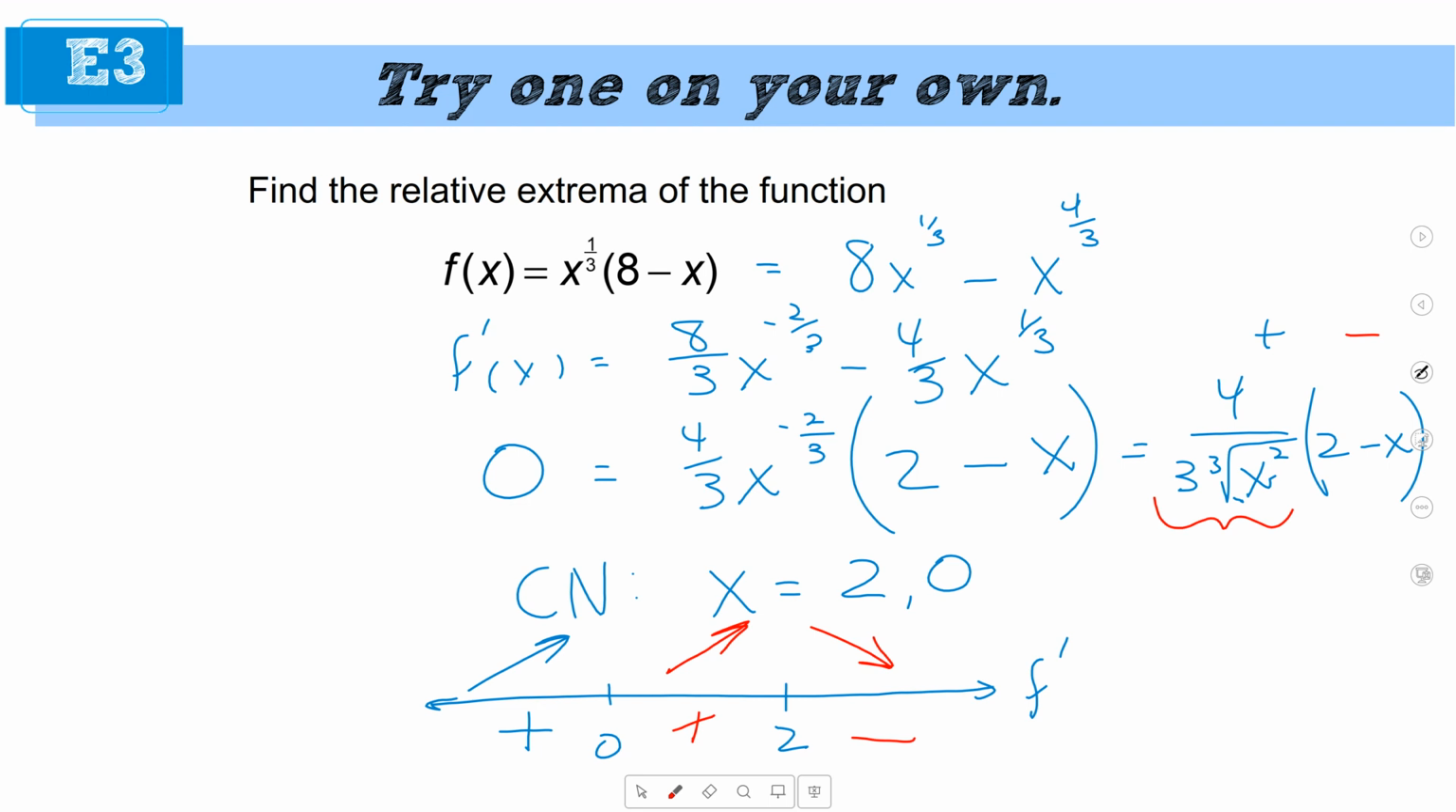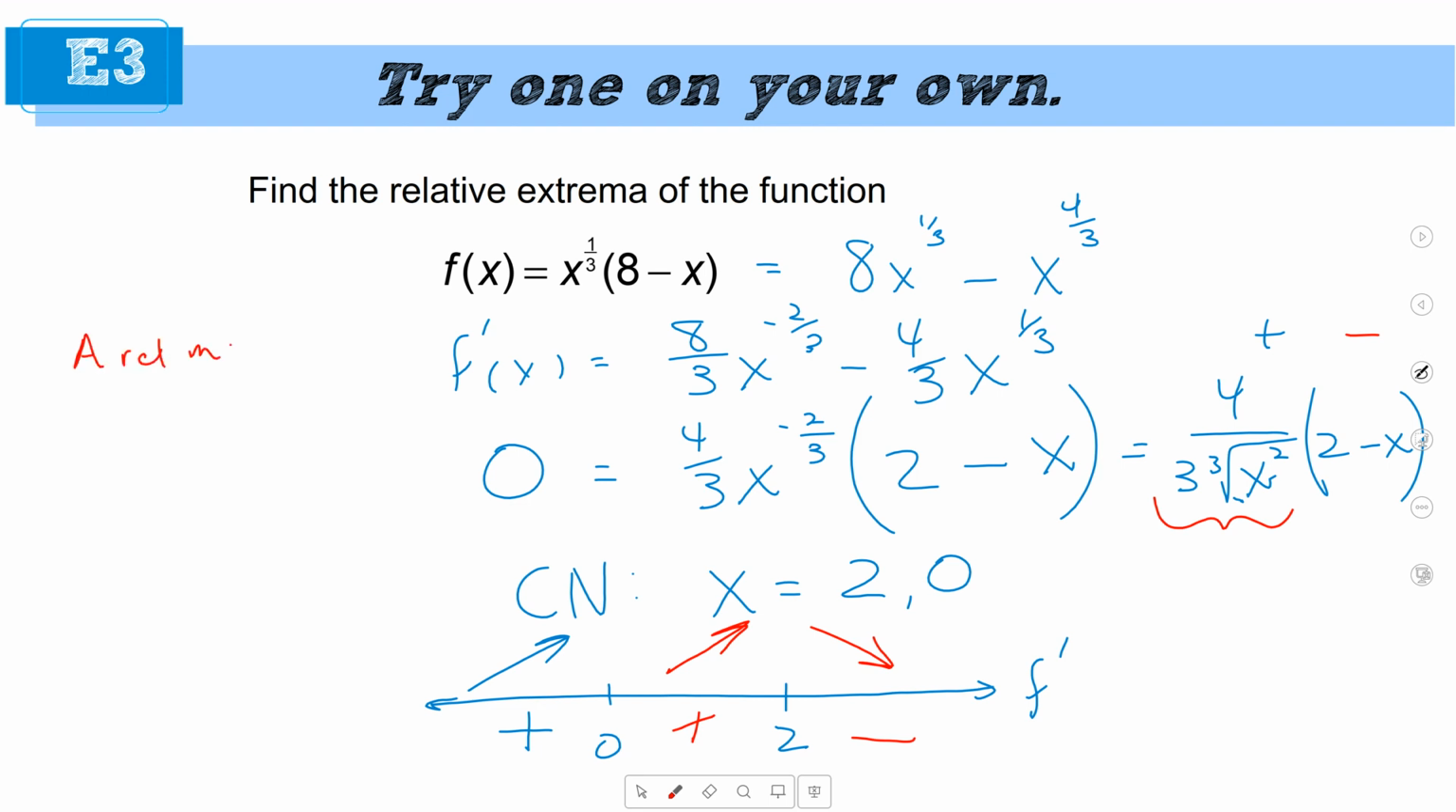What can you tell me? We'll do the easy one first. What can you tell me about what happens at 2? It's a relative maximum, correct. We'll write a sentence in a second. What happens at 0? I don't know. I don't care.